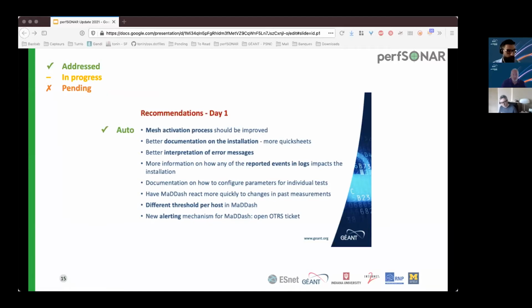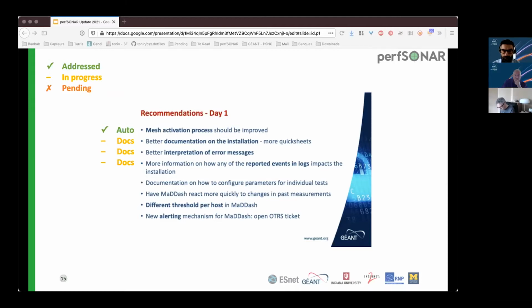This is something you have now that's available for you with perfSONAR: some Ansible playbooks and roles. Documentation about the installation, we are working on that continuously. We're trying to update and improve the documentation with every perfSONAR release. So this is something that's in progress. And as well, the error messages that are logged in the log files, we worked on that and improved it a bit. There's probably a lot of room for more improvements, but we are working on that.